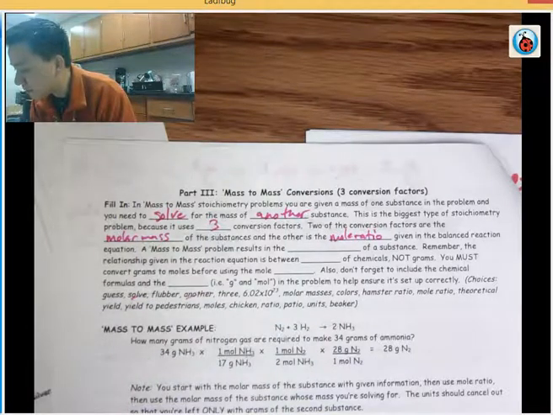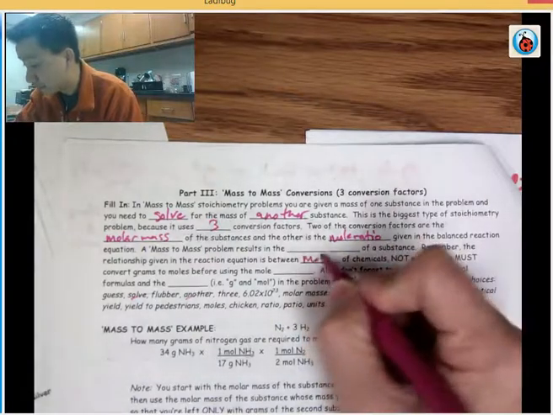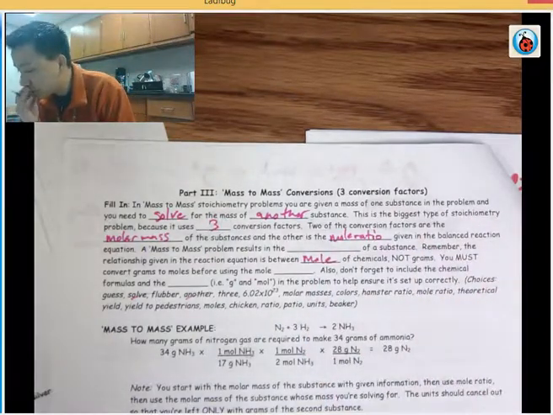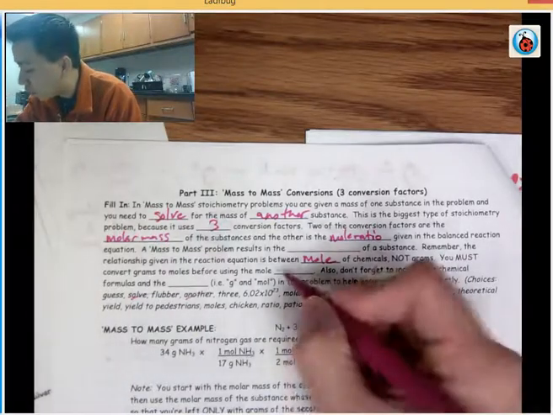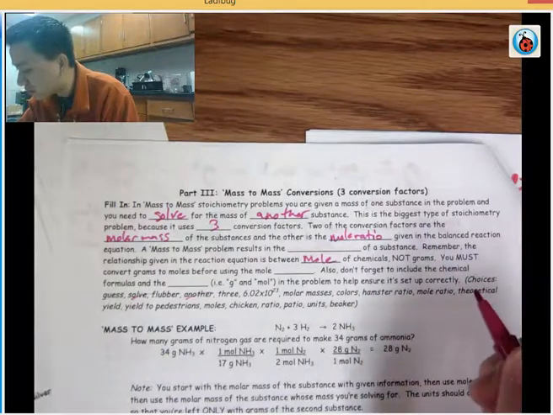Remember, the relationship given in the reaction equation is between moles of reactants and products of chemicals. You must convert grams to moles before using the mole ratio.